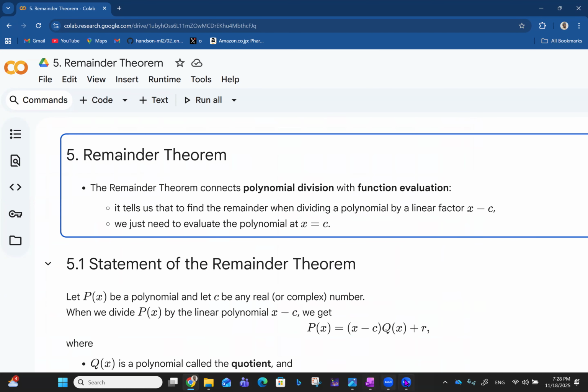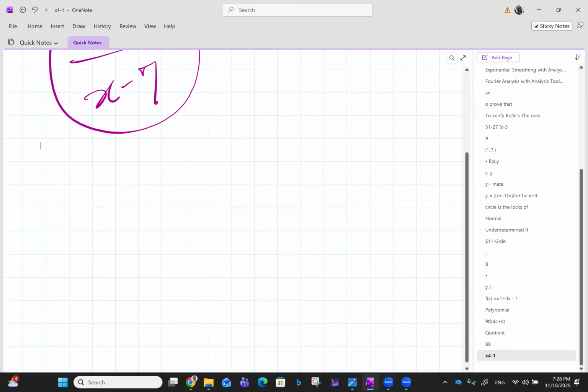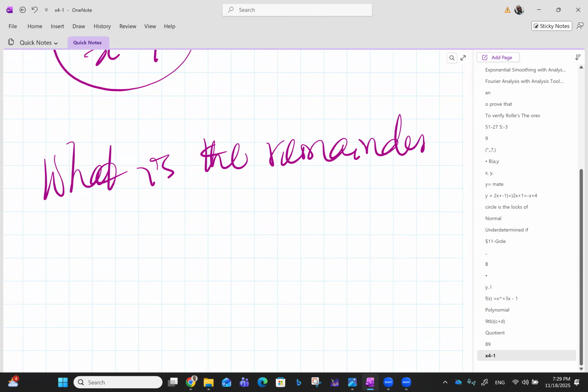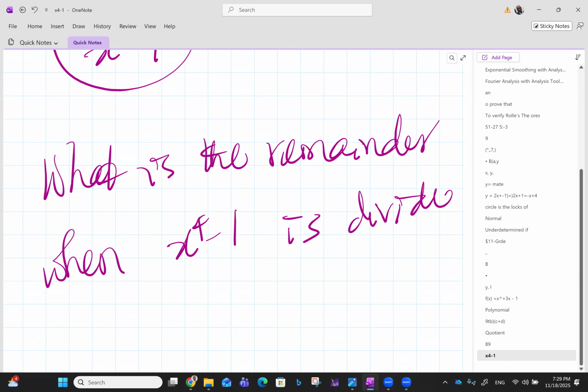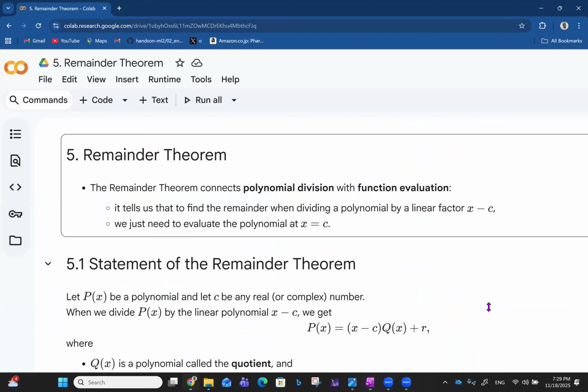So in short, just like I did in the third video, I can ask a simple question. What is the remainder when x raised to power 4 minus 1 is divided by x minus 7? That's the question. I'll come back to answer that once we are done with other parts.